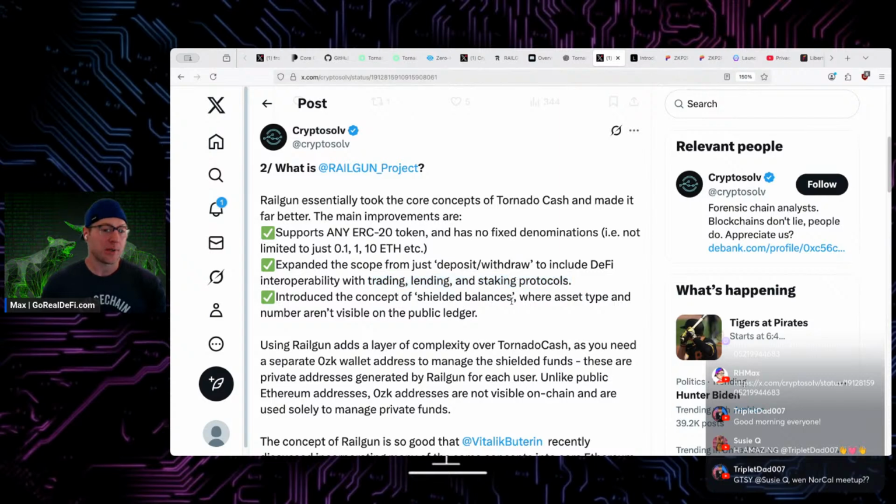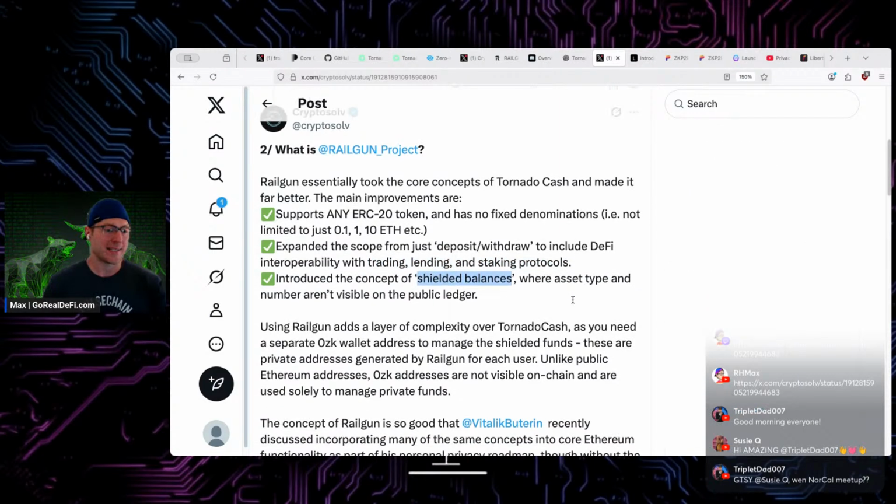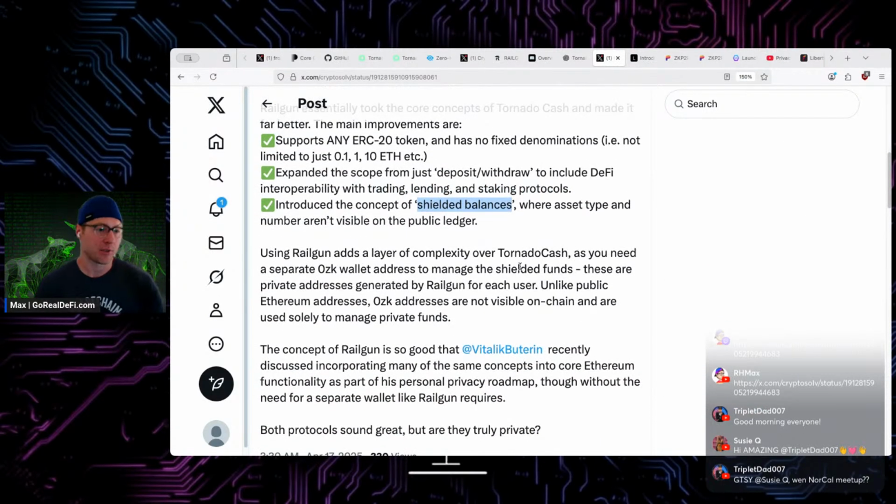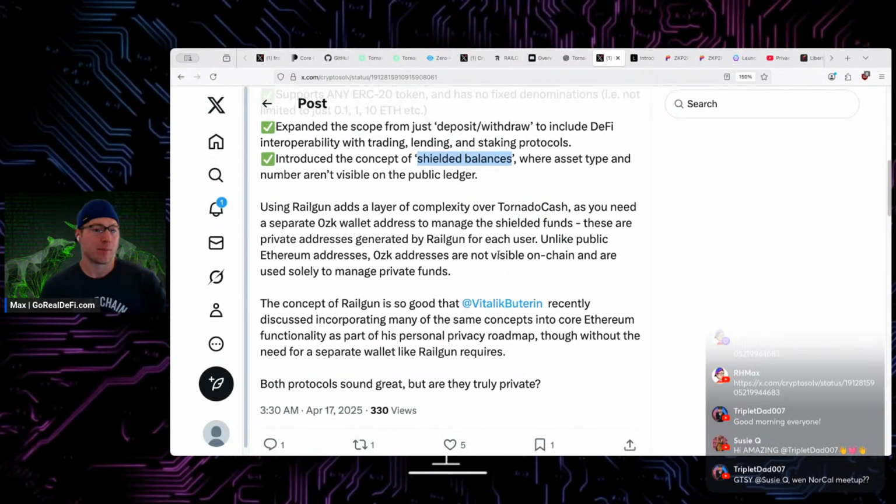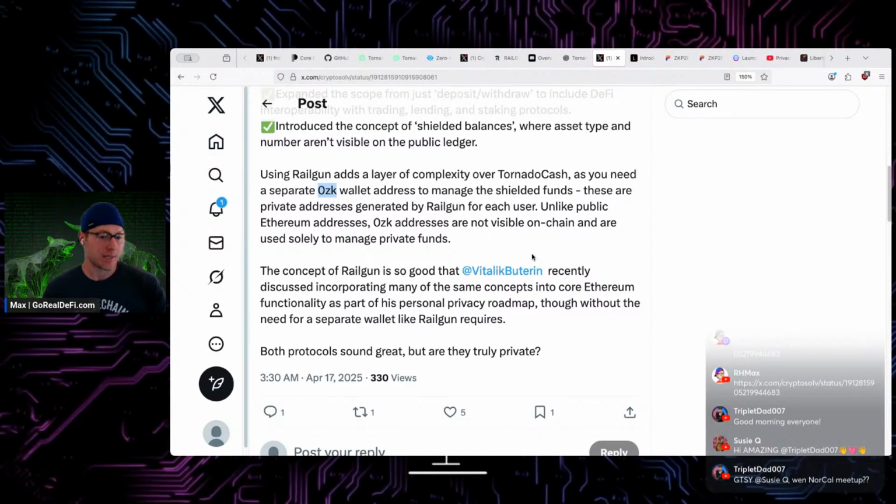It introduces the concept of shielded balances, where asset type and number aren't visible on the public ledger. Using Railgun adds a layer of complexity over Tornado Cash, as you need a separate 0zk wallet address to manage the shielded funds. These are private addresses generated by Railgun for each user, unlike public Ethereum addresses. 0zk addresses are not visible on chain and are used solely to manage private funds.